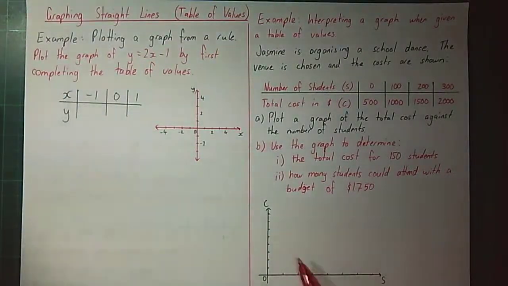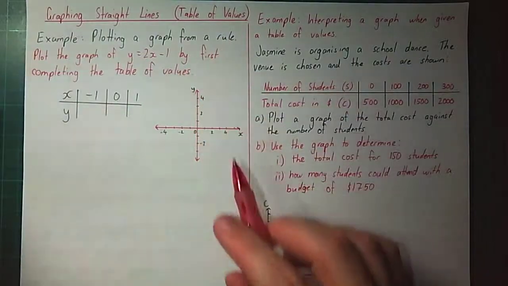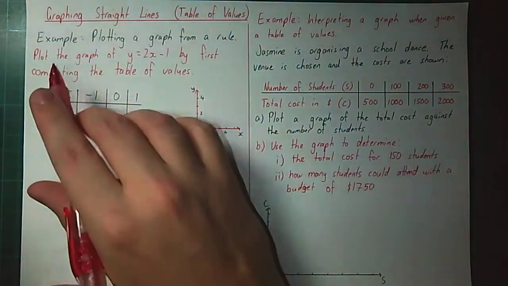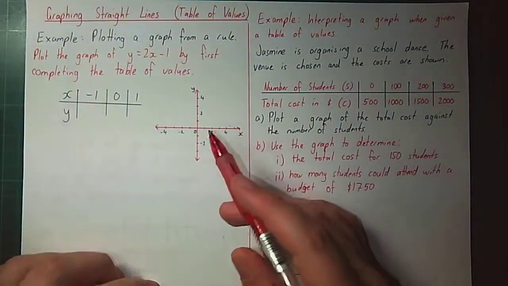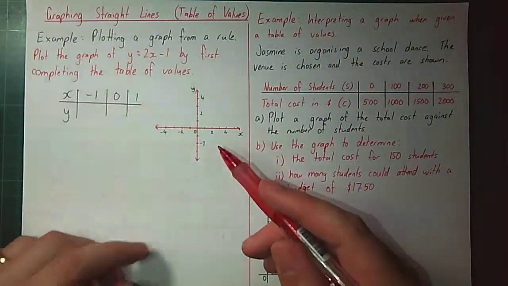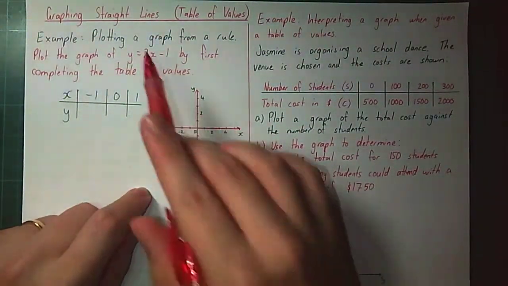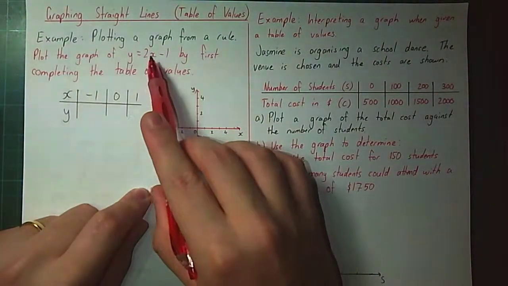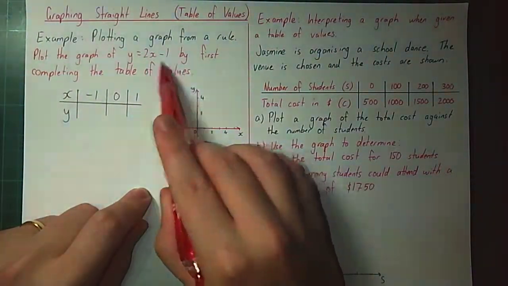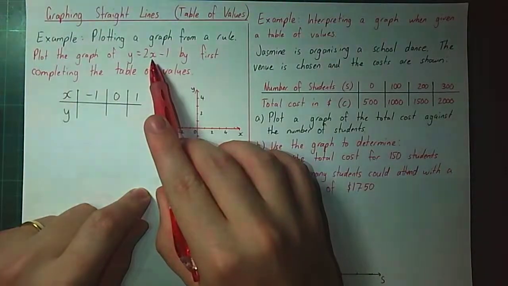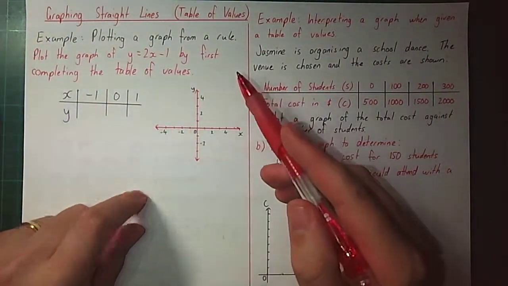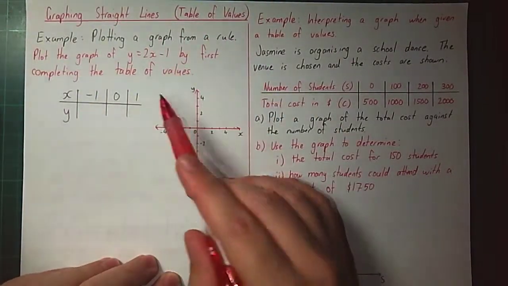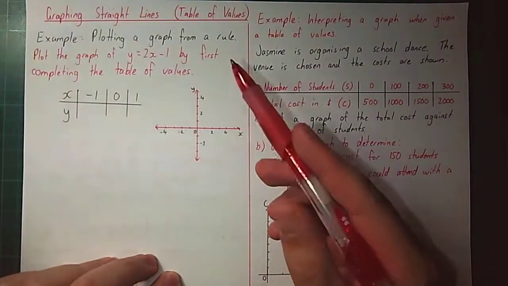In this video, we're going to be talking about graphing straight lines using a table of values. In our first example, we're going to plot a graph from a rule. What a rule means is that we're given an input, in this case 2x minus 1. The input is whatever we replace x with, and then we get an output, which will be y. So that's the rule, and you'll be able to see once we put in table values how that rule works.